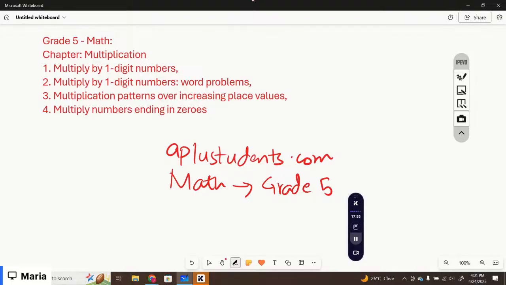We're going to start with the chapter multiplication. The lessons we're going to cover today are multiply by one digit number, multiply by one digit number word problem, multiplication patterns over increasing place value, multiply numbers ending in zeros. So please make sure you have your notebook and pencil so that you can note down the important examples and definitions as well.